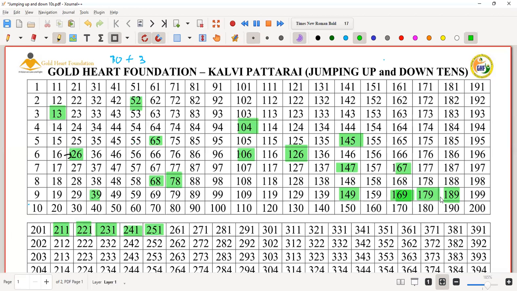Likewise, don't worry about your speed. Slowly and steadily give the right number, select the right number and add. If you're going wrong in between, it's not a problem. Don't worry about it at all. When we understand where we are going wrong, automatically you will get the speed.